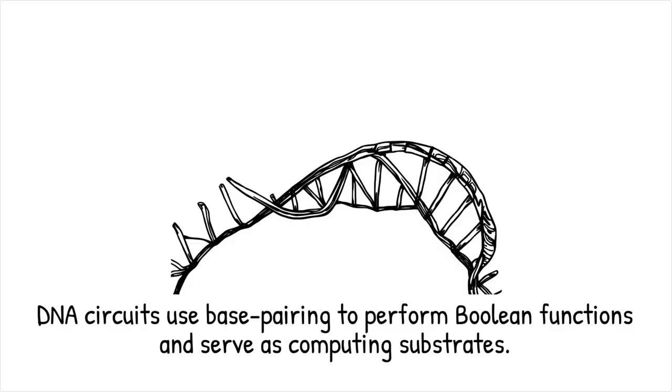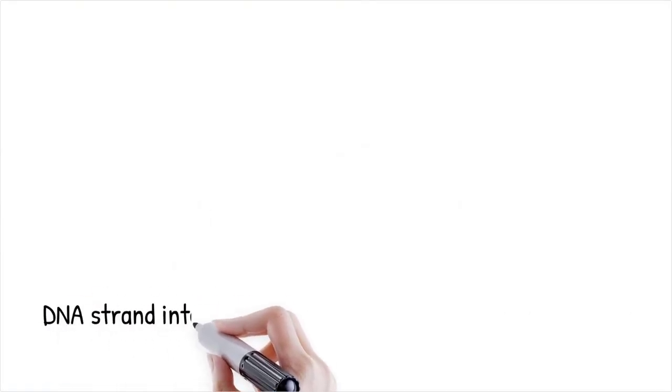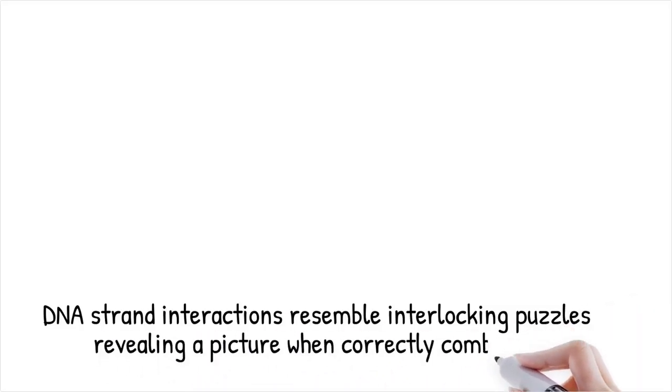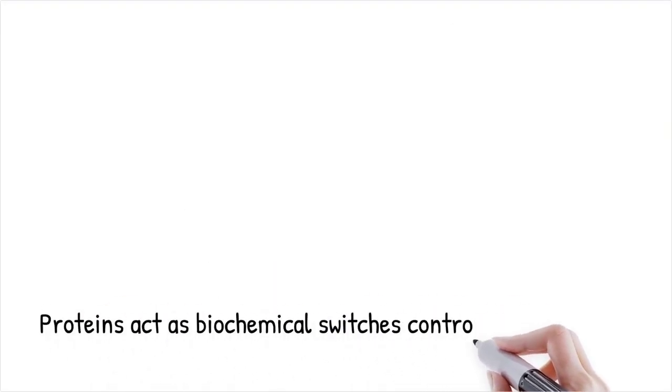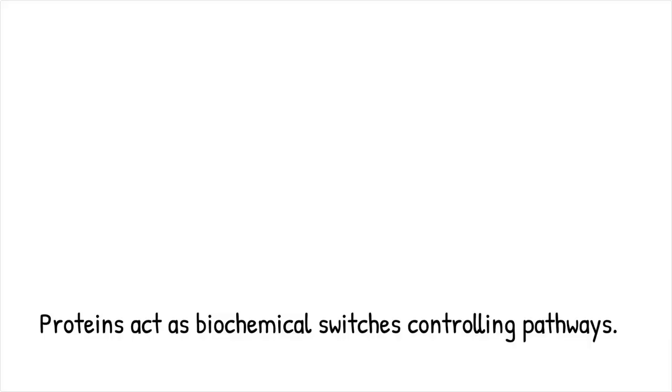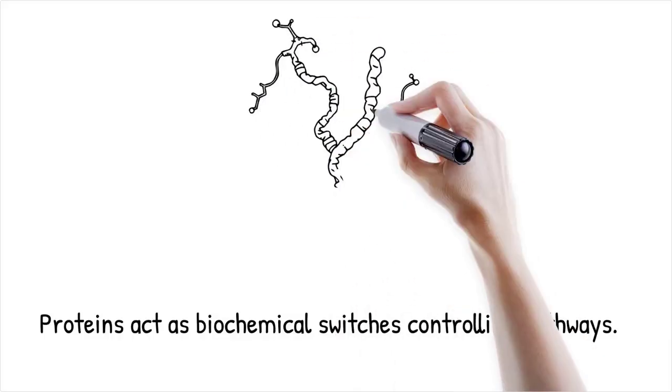In DNA-based calculators, hairpin structures open only when specific input strands are present, producing a fluorescent signal as output. It is like a set of interlocking puzzles where only the correct combination of pieces, DNA strands, fits together to reveal a picture. Output. Proteins often change shape upon binding small molecules, creating natural biochemical switches that control downstream pathways.